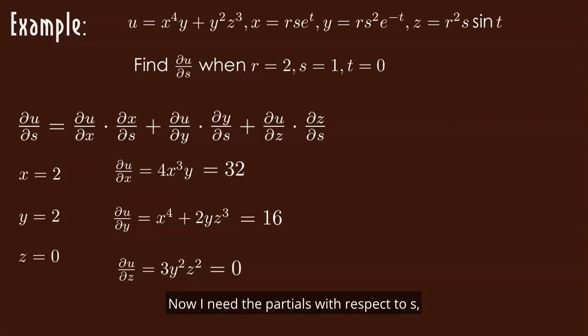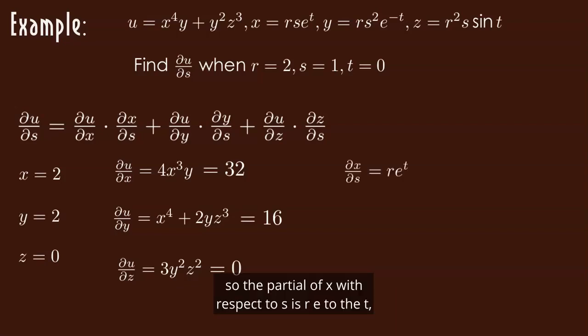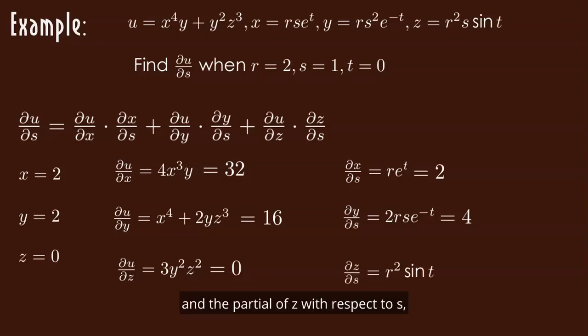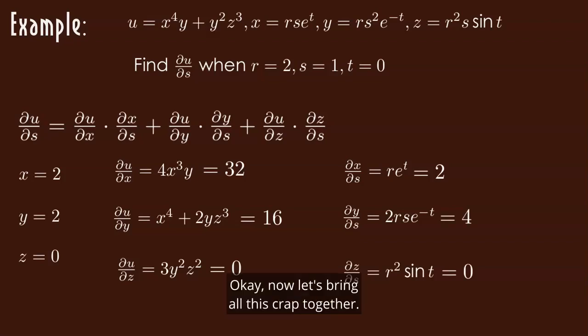Now I need the partials with respect to s. So the partial of x with respect to s is r e to the t, which is 2. The partial of y with respect to s is 2rs e to the negative t. That's a 4. And the partial of z with respect to s, that's going to be 0 again. Sweet. Okay, now let's bring all this together.